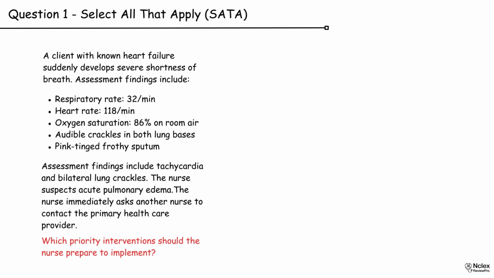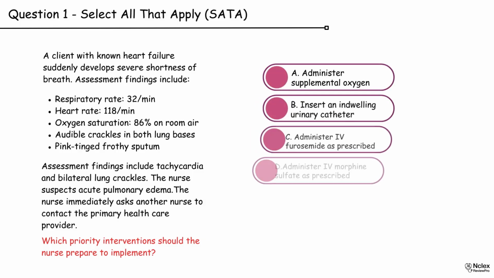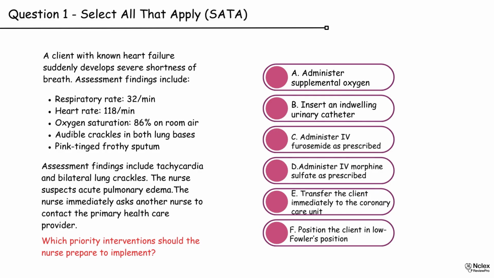Now the question is asking, which priority intervention should the nurse prepare to implement? Listen to the options carefully. Option A, administer supplemental oxygen. Option B, insert an indwelling urinary catheter. Option C, administer intravenous furosemide as prescribed. Option D, administer intravenous morphine sulfate as prescribed. Option E, transfer the client immediately to the coronary care unit. Option F, position the client in low Fowler's position.